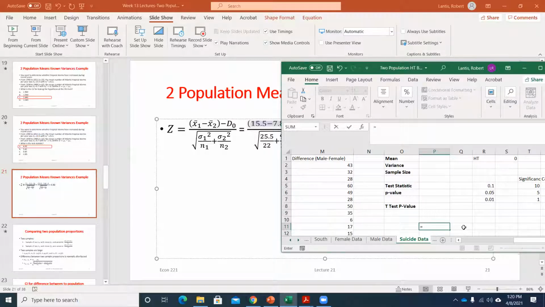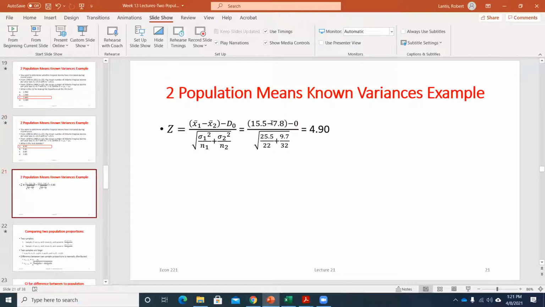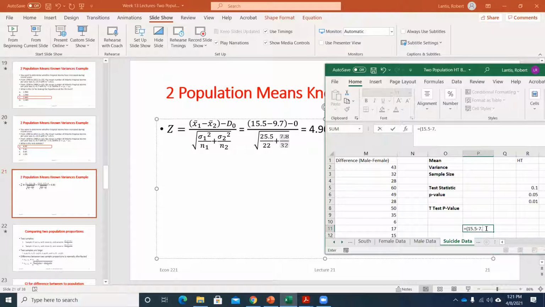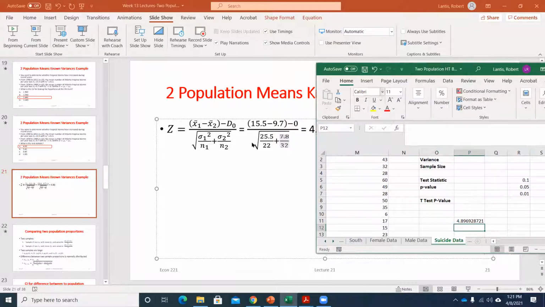So we've got what? 15.5 minus... What was it now? So 9.7 and 7.8. So this should be 9.7, and then this should be... so I changed the wrong one. This should be 7. So let's double check that it works out to be the same thing. So 9.7 divided by the square root of 25.5 divided by 22 plus 7.8 divided by 32. Yeah, so I did the calculation correctly and it was just written down wrong. So I'll repost the slide so that number lines up with what we have.